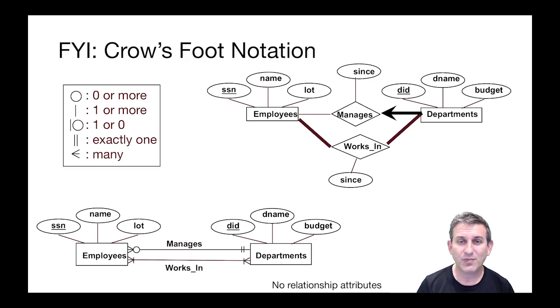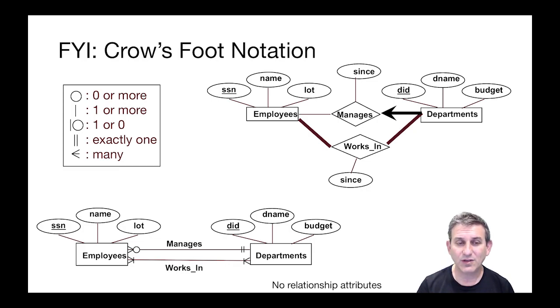And so up on the upper right is our employees, manages, works in, departments schema. And down on the lower left is the same schema in crow's foot notation. And you'll see, for example, that the thick arrow of departments participating in the manages relationship is captured by the two little lines on the right-hand side of the manages line in the crow's foot notation. There's exactly one manages relationship for every department.